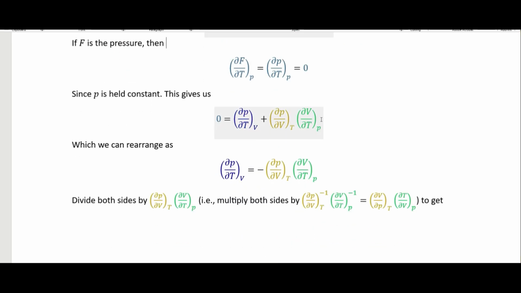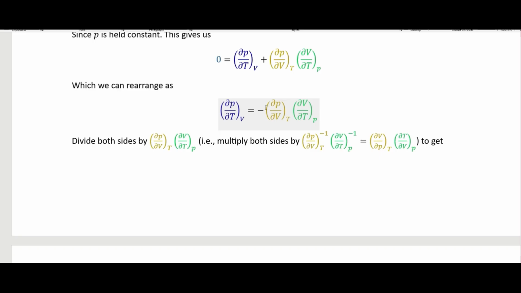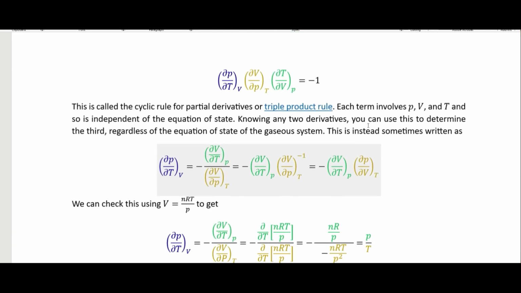So this gives us this right here. We can then rearrange this by subtracting off this right here from both sides, so we end up with this. Then we can divide both sides by the stuff on the right hand side here, and what we end up with is this. So we have this partial of pressure with respect to temperature times this partial of volume with respect to pressure times this partial of temperature with respect to volume, and this all equals -1.